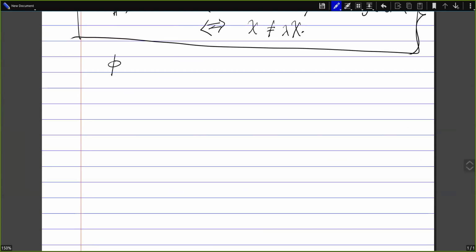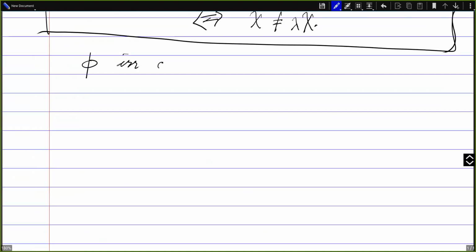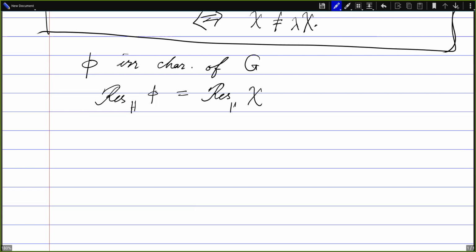So let phi be an irreducible character of G such that the restriction of phi to H is the same as the restriction of chi to H. For example, lambda chi is a choice for such a phi. If this happens, then what can we see?